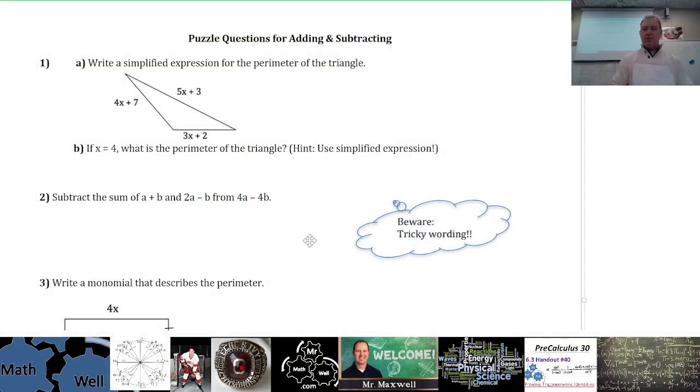All right, so from section 5.4, Math 9, this is a page of puzzle questions for adding and subtracting. So this is not just like your textbook that says add these polynomials, boom, and follow all the rules, done, move on. It requires a little bit of thinking. So when they say puzzles, it's like, okay, so what am I asked to find? What's involved with this? Sometimes there's other things, like for example, you've got to know what perimeter is.